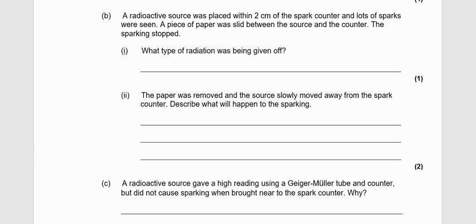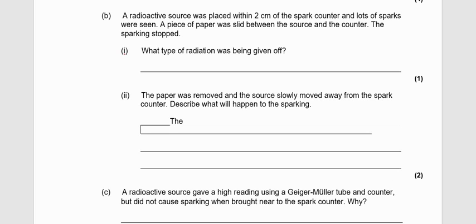Part B(ii) was sometimes not brilliantly answered. When you think what will happen once we've removed the paper and we slowly move the source away from the spark counter. So as the range increases, the number of detected alpha particles will go down because there's a short range in air. So the number of sparks will fall, and then once we get above the range of alpha in air, it will fall to 0, or at least fall to the same rate that it would have just due to background radiation.